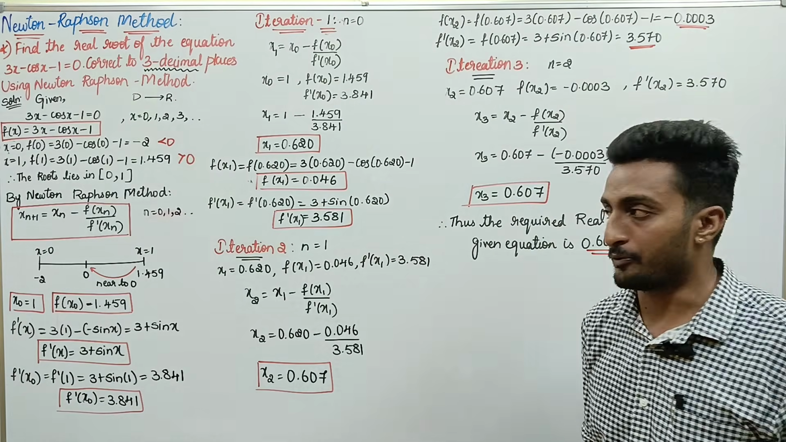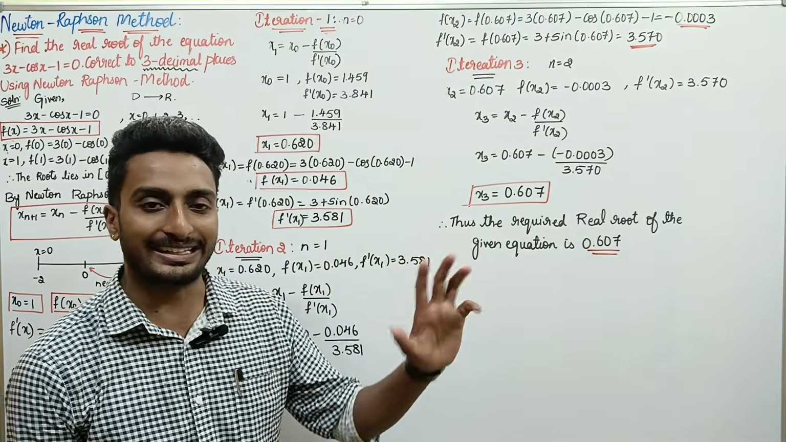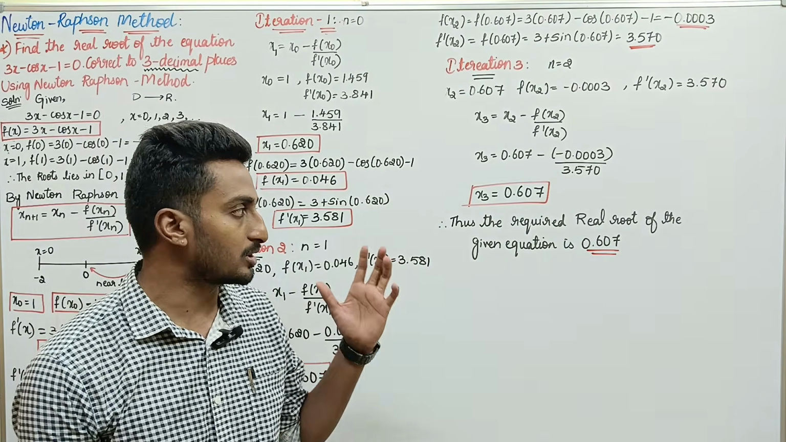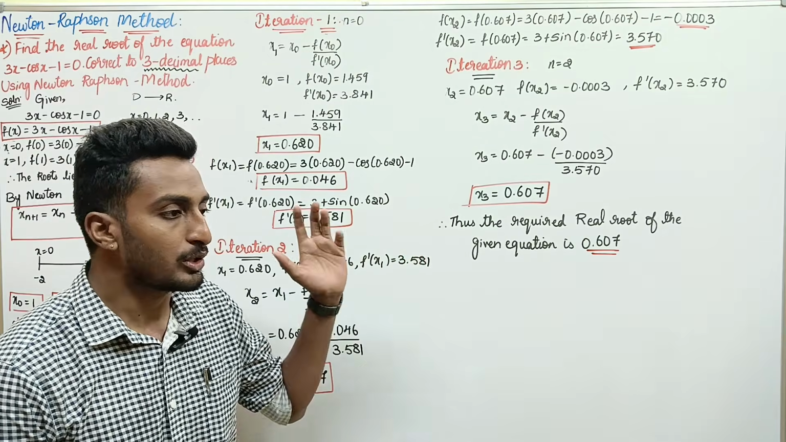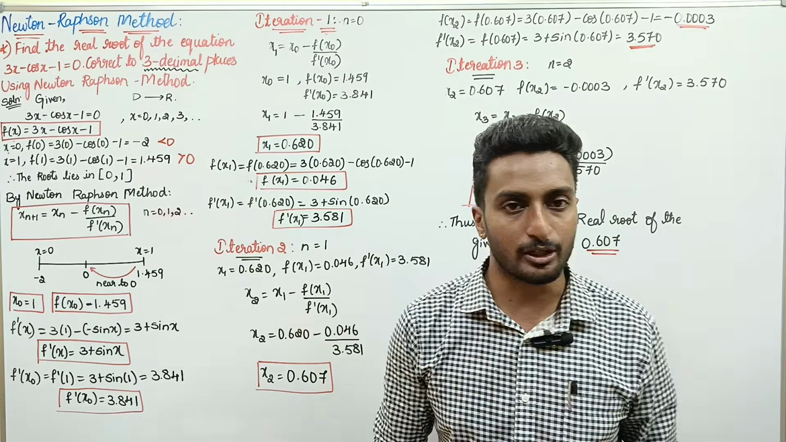All the problems you solve in Newton Raphson, you get the answer in only 3 iterations. In 90% of cases you get the solution in only 3 iterations. You can directly conclude and you can directly score full marks in the VTU main examination.